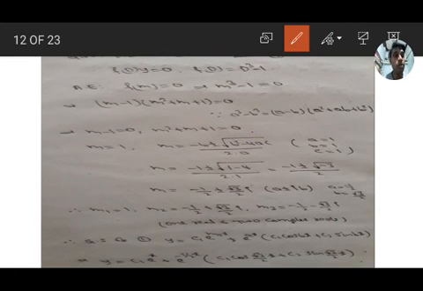So use the formula minus b plus or minus square root of b square minus 4ac by 2a, where a equal to 1, b equal to 1, c equal to 1. By substituting, we get m equal to minus 1 plus or minus square root of 1 minus 4 by 2, that is minus 1 plus or minus square root of minus 3 by 2. In the square root, if you get minus, then square root of minus 1 is i. So minus 1 by 2 plus or minus root 3 by 2 into i.